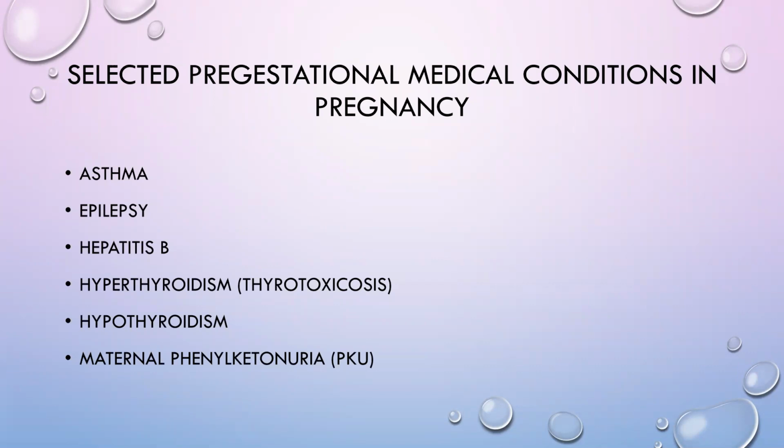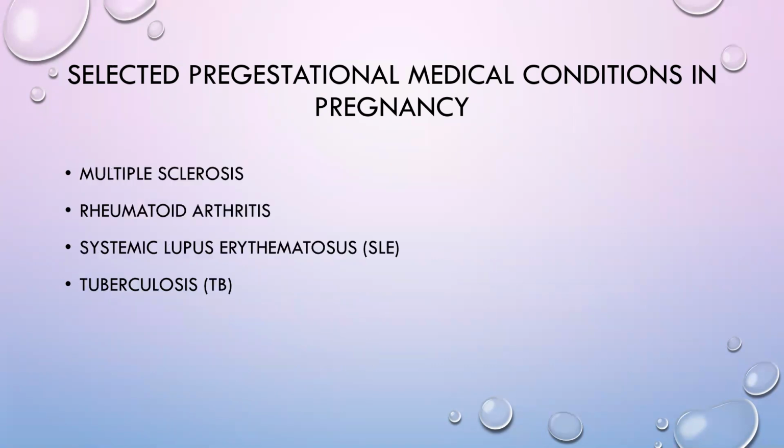Other pregestational medical conditions that may present before a woman becomes pregnant include asthma, epilepsy, hepatitis B, and you can see the list on your slide. I'm not going to go through every one of these. TB is one that we need to remember. TB in the active phase, we have to remember that mom and baby have to be separated to keep transmission from happening.